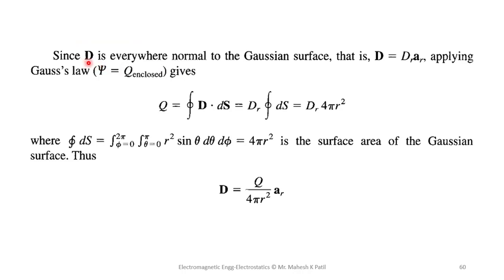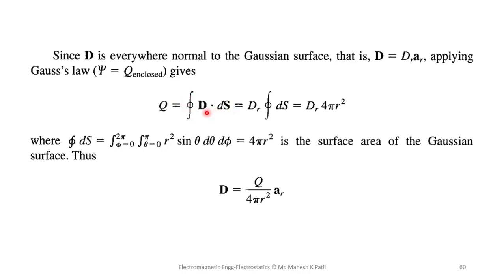Now that charge is going to give flux in every direction. So D is everywhere normal to that spherical surface. So D equals Dr ar, meaning that the electric flux density has only an r component. Applying Gauss law, we can write Q equals closed loop integration of D bar dot dS bar. So this is the Gauss law.